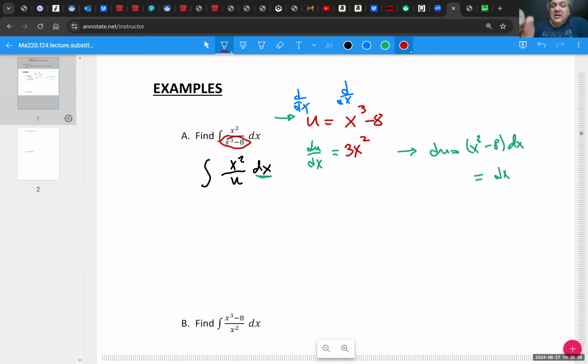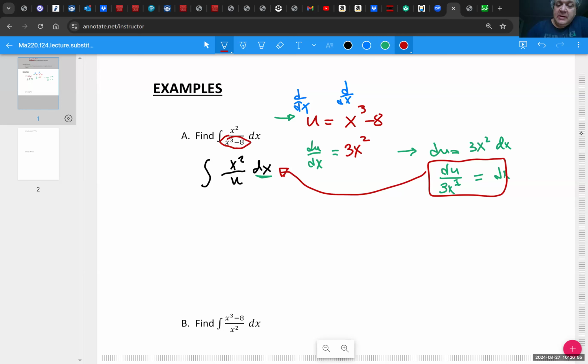All right, so let me correct this properly. I get du is equal to 3x squared times dx when I multiply both sides by dx. And if I solve for dx, I get du divided by 3x squared. Okay, I corrected my mistake. So now I know what dx is. dx is this thing right here. And so I now know how to substitute in for dx.